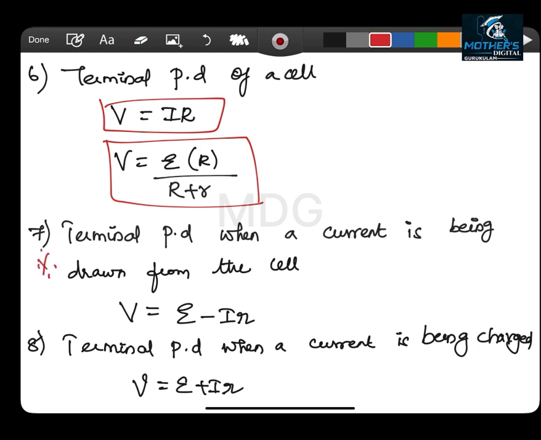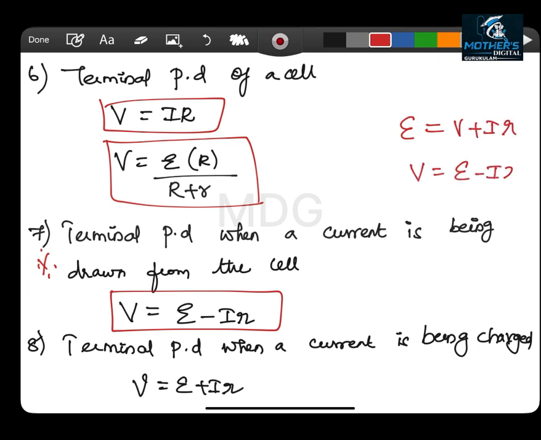Most important formula, the relation between V, epsilon and small r. So V equal to epsilon minus Ir. Already I wrote epsilon equal to V plus Ir. From this I can write V equal to epsilon minus Ir. Based on this formula, we used to calculate the net equivalent EMF and equivalent resistance if the cells are combined in series and parallel.